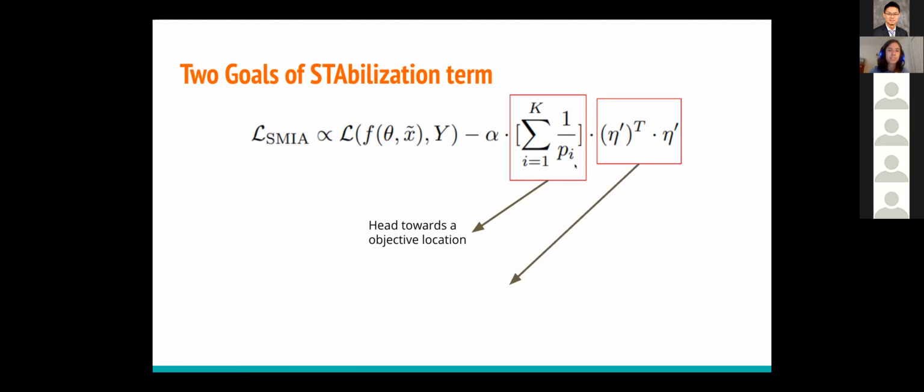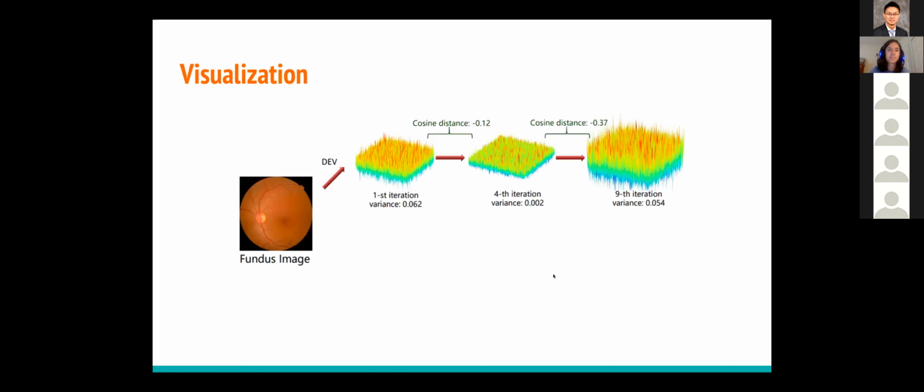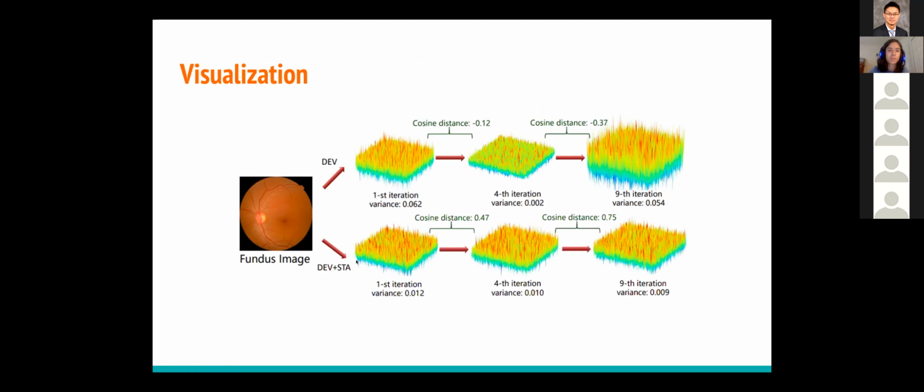So, summary: the first part of the stabilization term is making sure we're heading towards an objective location, and the second term is minimizing the variance of our perturbation, eta, which results in much more stable results. As a visualization, if we were just using the deviation term, which is the FGSM method, we can see that the variance is very high. It goes from 62 down to 2, back up to 54. However, by adding stabilization, our variance is much more consistent.